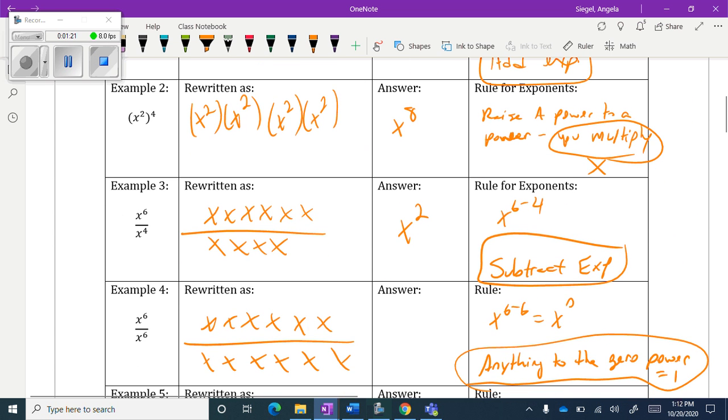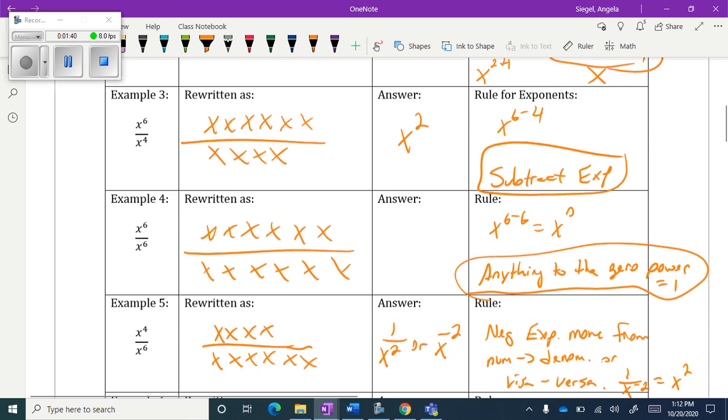Okay, let's start with example 2. If I did this to the fourth power, I'm just repeating and then adding the exponents. But the shortcut is you multiply the x squared times the 4. So when you raise a power to a power, you multiply.